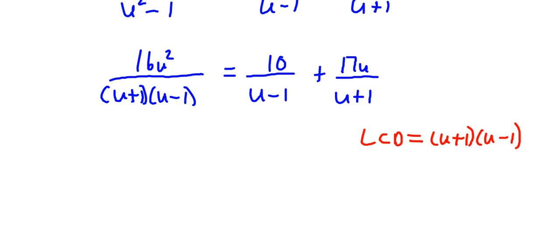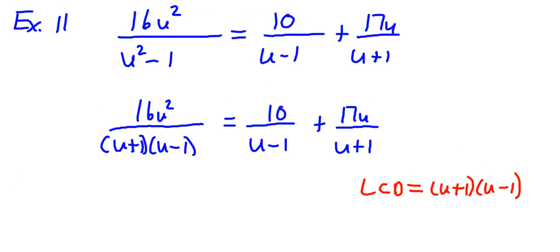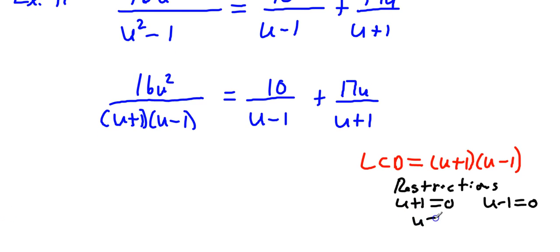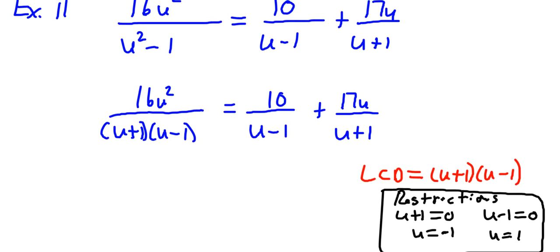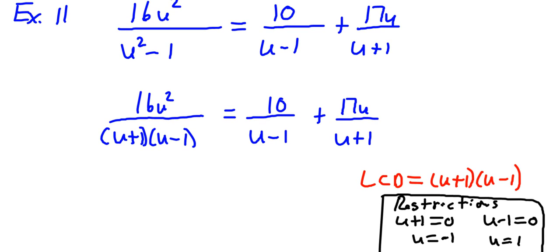Now, and again, restriction-wise, if you want to worry about the restrictions, you've got them right here, because you're just going to take both of those things equal to 0. If you do u plus 1 equal to 0 and u minus 1 equal to 0, well, you're going to have positive 1 and negative 1 for your restrictions. So if we get negative 1 or positive 1 for the answer, you've got to throw those answers out and not use those two.